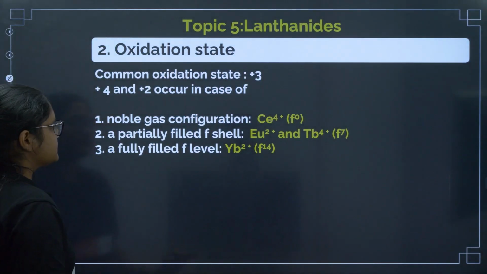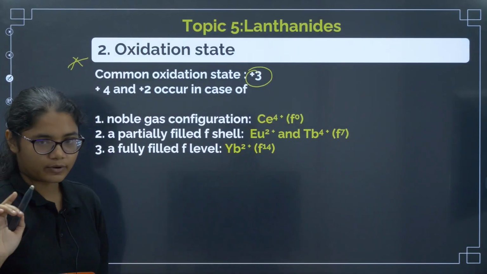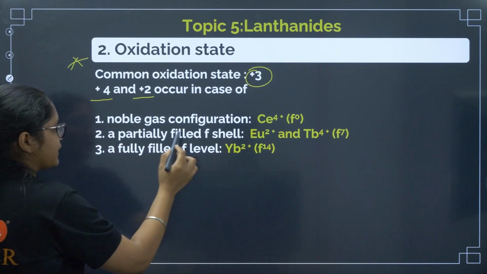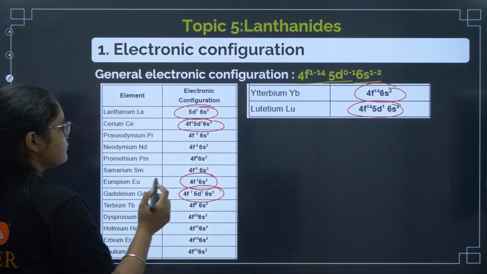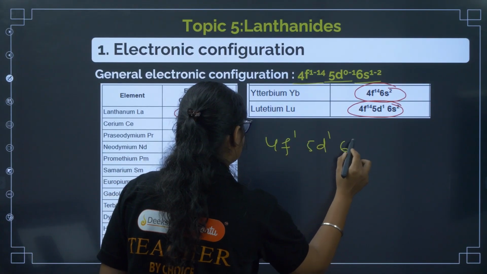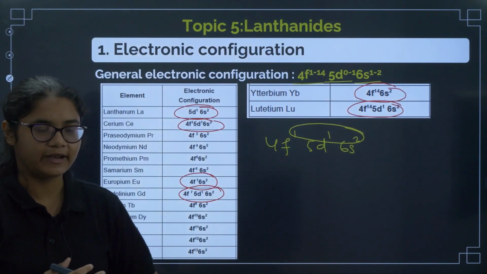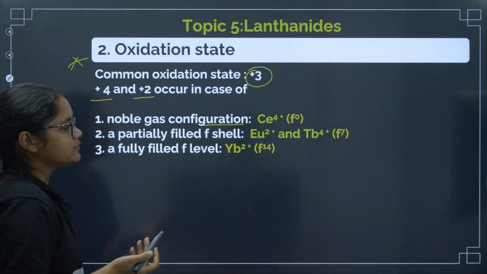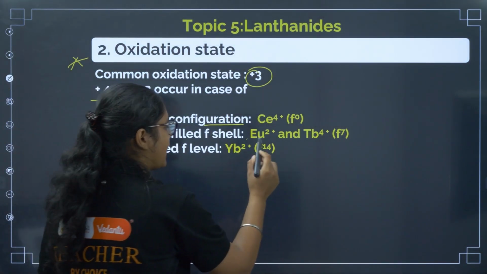Now coming to the oxidation state, this is a very important slide. The common oxidation state shown is +3, okay, but in certain cases it can show +4 and +2 also. So when can we get a noble gas configuration? If you see cerium, cerium has 4f1 5d1 and 6s2. So if it loses all these electrons, it will have the noble electronic configuration of xenon, right? That is why here it can show the +4 oxidation state. Now it can also show the +2 oxidation state if it gets a half-filled configuration. So europium and terbium 4+.